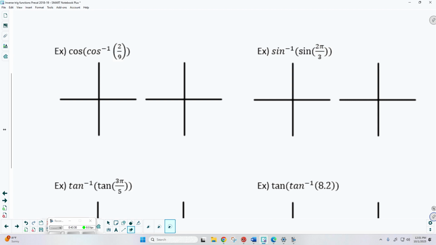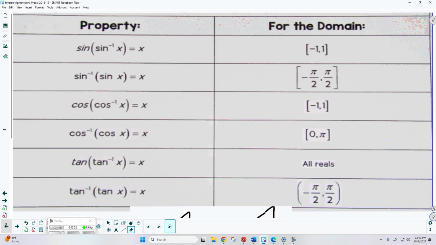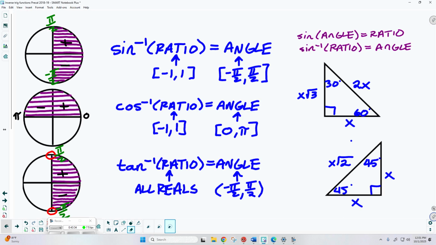Okay. Remember, will this material be on the test tomorrow? No, no, no, no.